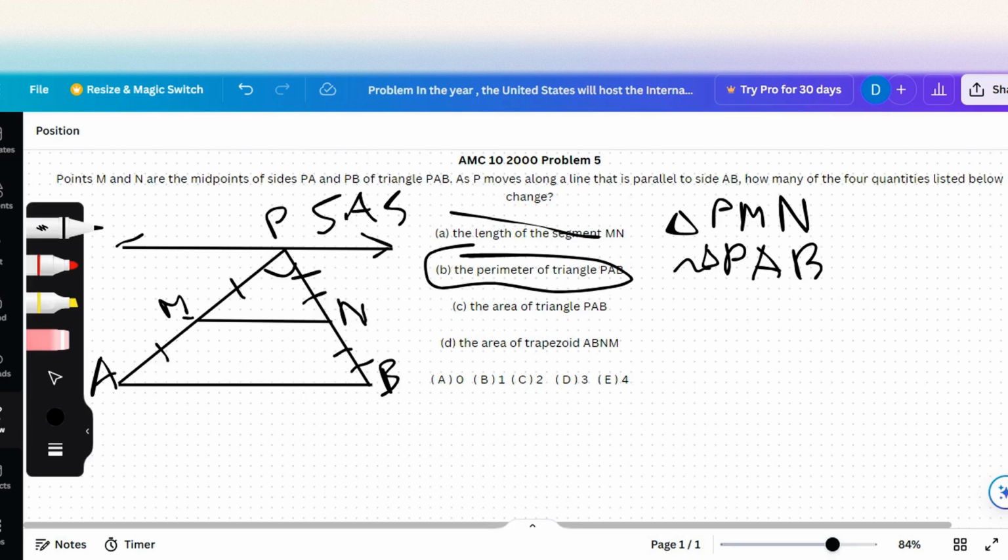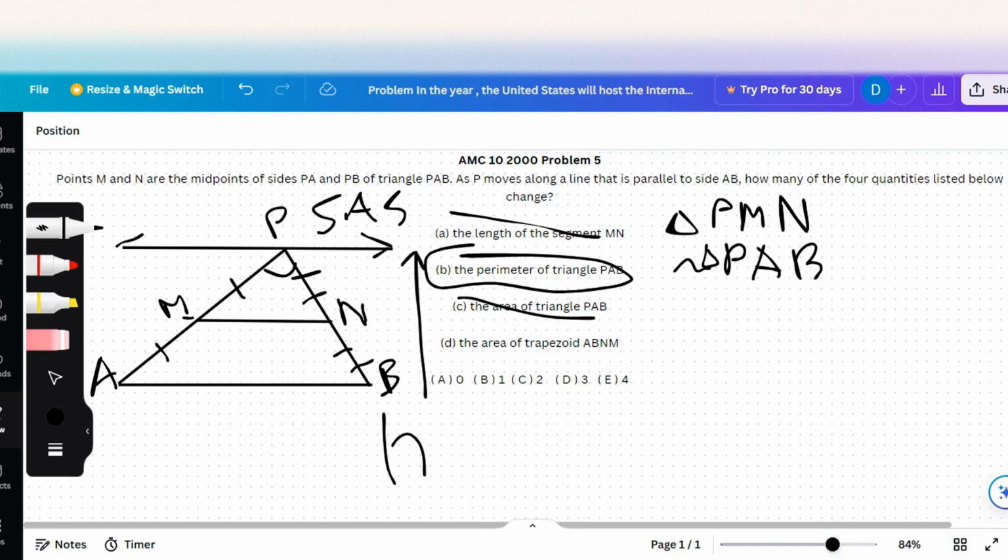The area of triangle PAB. The area of triangle PAB doesn't change because they're still the same height. The height is from AB to P, and since the top bar doesn't change, only P changes, then the height is still the same, and the base is obviously still the same. So that one can be crossed out.